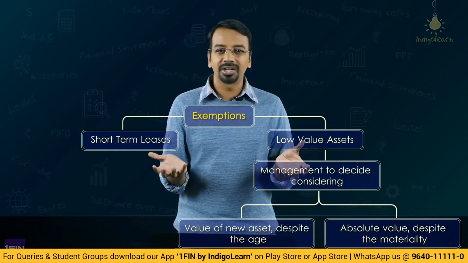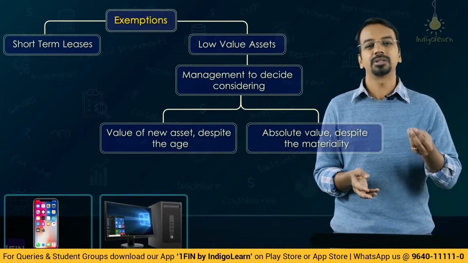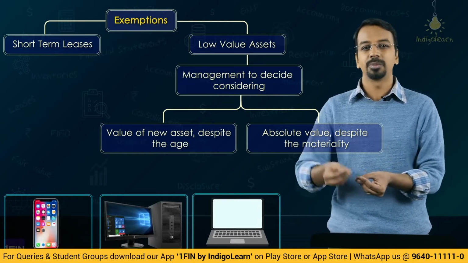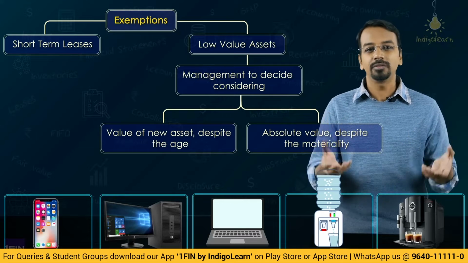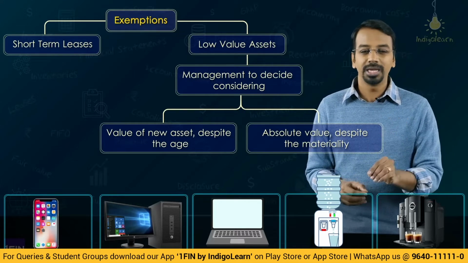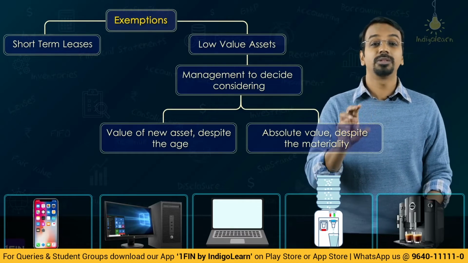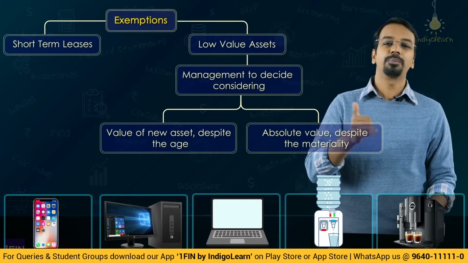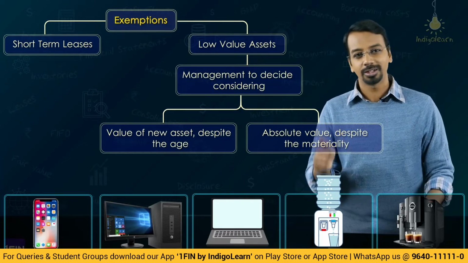So, what will we cover in these low value assets? Maybe some mobile phones, maybe some personal computers, maybe some laptops, low value equipments, maybe something like a water cooler, maybe something like a coffee vending machine, right? All of these can be considered to be of low value. Okay, but again it's an absolute term and it is to be based on the judgment of the management. Don't consider materiality in determining whether the underlying asset is of low value or not.